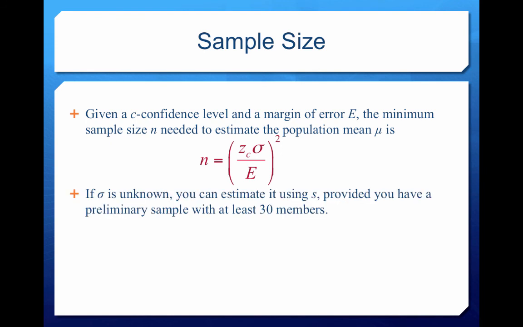Of course, I let you guys have a note card. So in other words, you're going to want this on your note card. If the standard deviation is unknown, you can estimate it using the sample standard deviation, provided you have a sample with at least 30 members. So again, we either need a known population standard deviation or a sample size of at least 30.